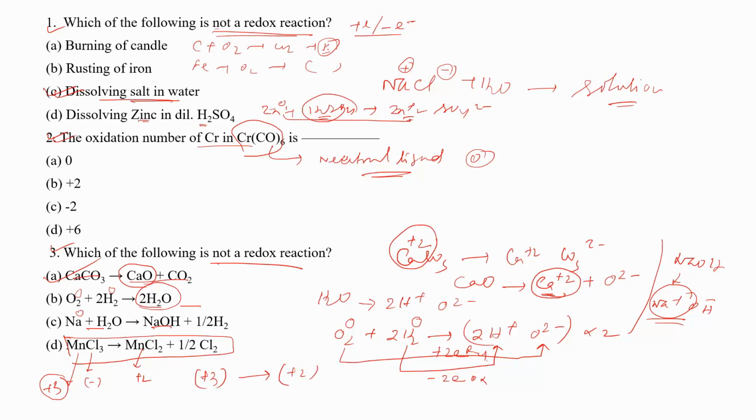So the +3 oxidation state goes to +2, which means it is a gaining of electron. You have 3 valence electrons, and now you are donating 1 electron here, so the number becomes +2. That is the gain of electron, which means it is a reduction reaction. There is also an oxidation reaction elsewhere, so it is a redox reaction. So these three are redox reactions, but this one is not a redox reaction. So option A is the correct answer.